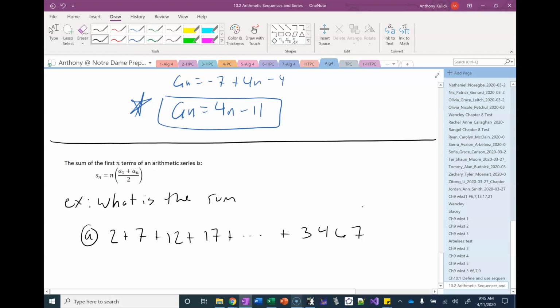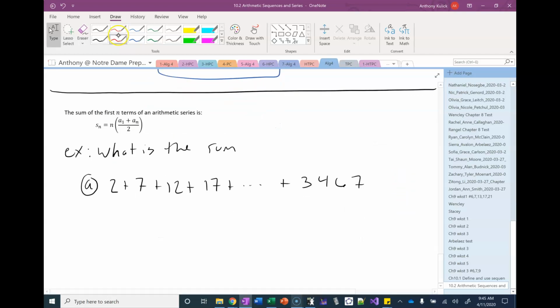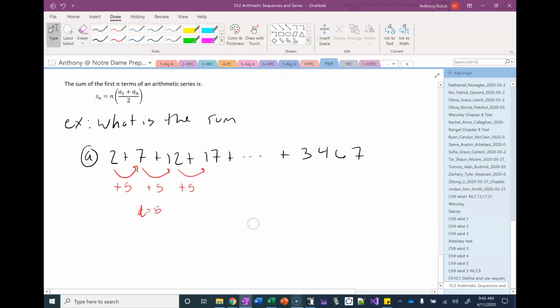So let's say we want to find the sum of 2 plus 7 plus 12 plus 17 all the way out to 3,467. Well, the first thing I'm going to do is confirm that what I'm looking at is an arithmetic series. So to go from 2 to 7, I add 5. To go from 7 to 12, I add 5. And to go from 12 to 17, I add 5. So I can tell that this is arithmetic because the common difference is 5.